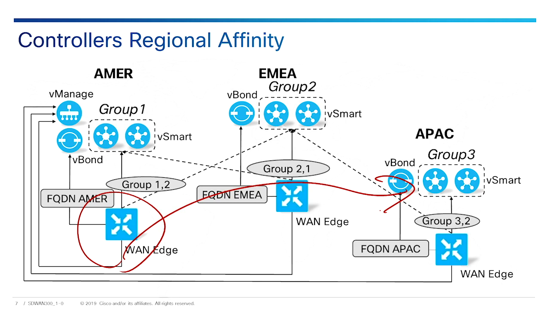So a vEdge in the American region will be directed by DNS to the IP address of the regional vBond. We're going to set it this way because when it looks for it, it's going to look for the local one. And selection of vSmart controllers is going to be done by configuring affinity.